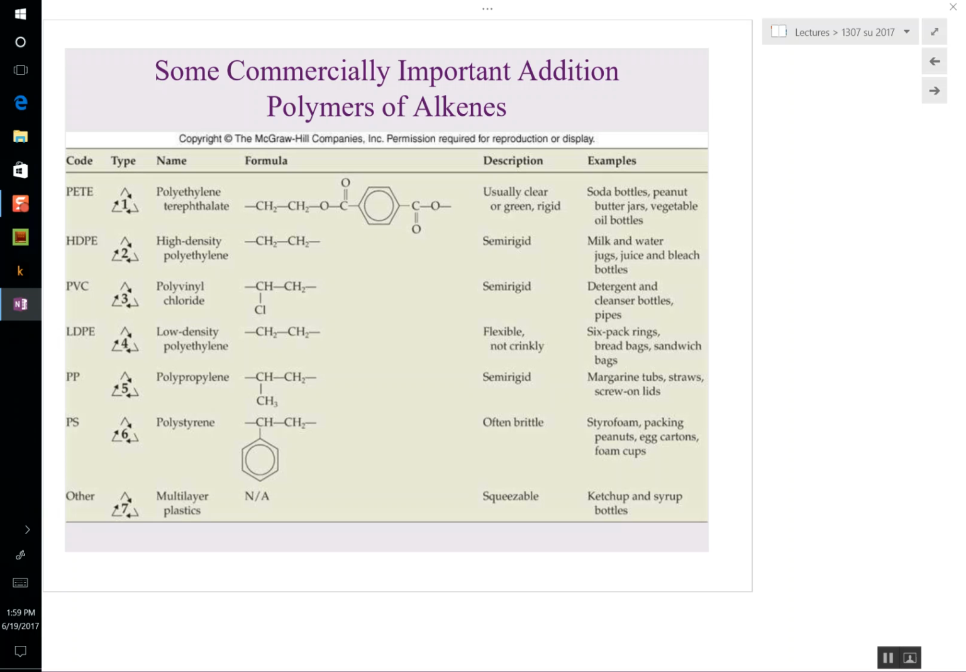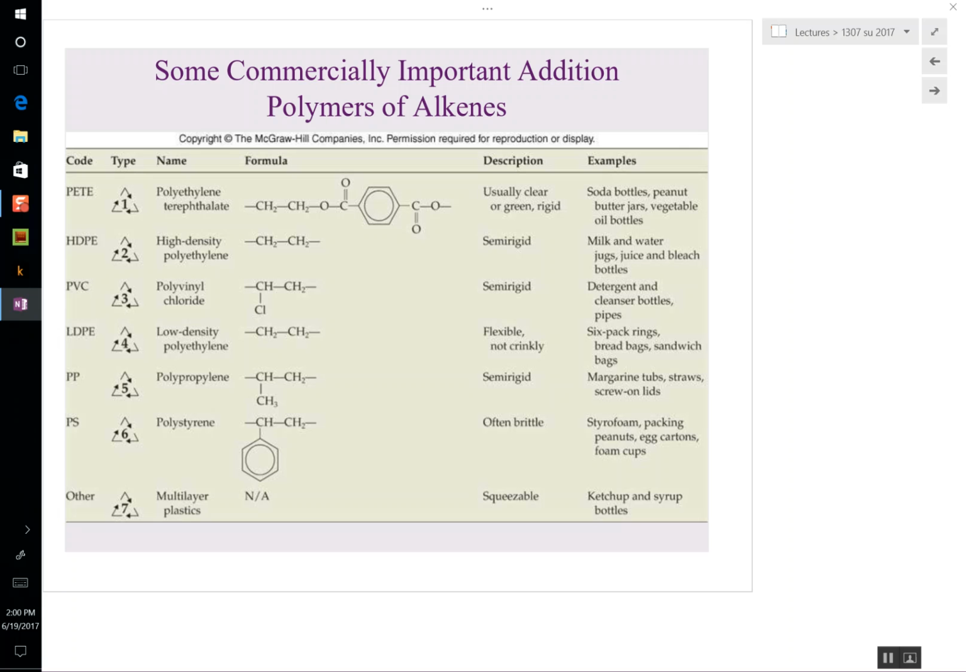Right, so that's good. But there are different kinds of plastics. High density polyethylene for milk and water jugs. Low density polyethylene, sandwich bags. It's a little bit more flexible. Low density, it hasn't gotten as long. It's a smaller polymer. Polypropylene, polystyrene. There's your monomer, the styrene. So they have different numbers, 1, 2, 3, 4, 5, 6 inside these little triangles.